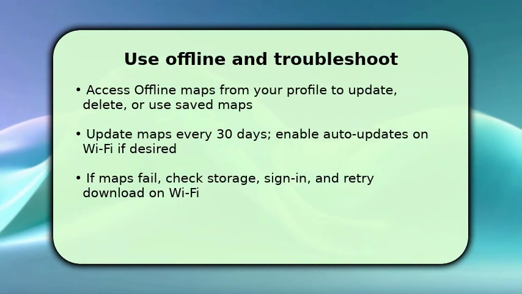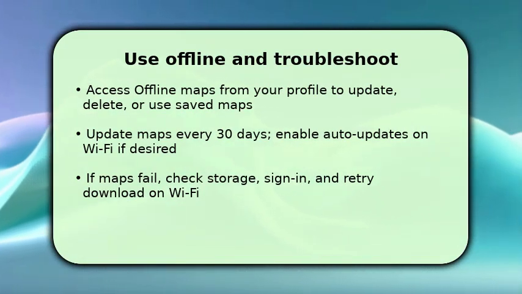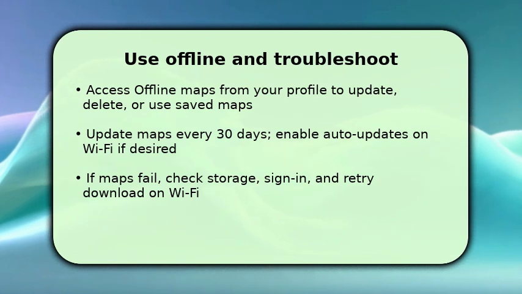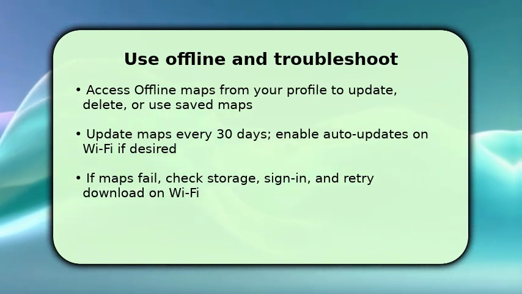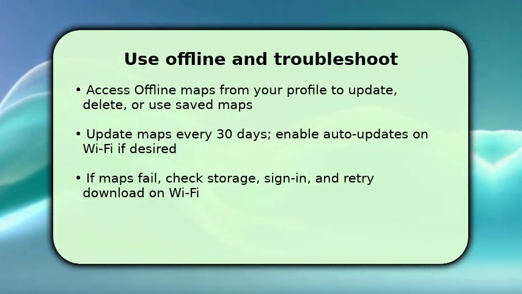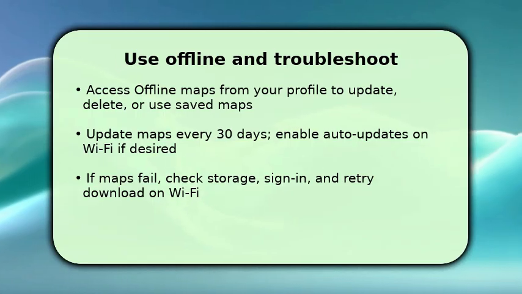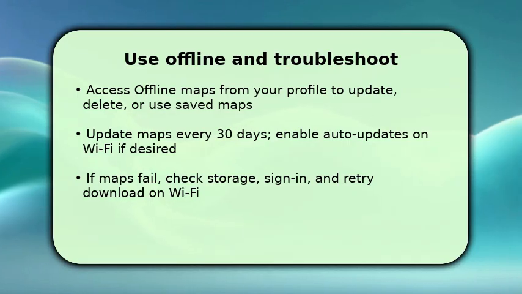To use what you saved, open Google Maps and go to Offline Maps from your profile. Select the map and start navigation as if you were online. Make sure to update maps every 30 days so data and routes stay current. Enable auto update on Wi-Fi to automate this.